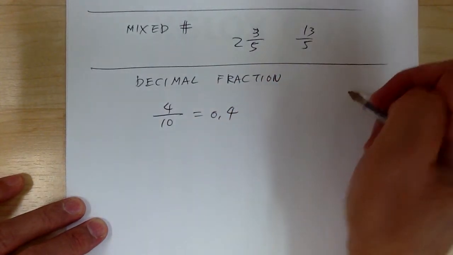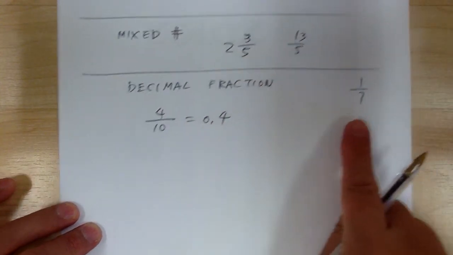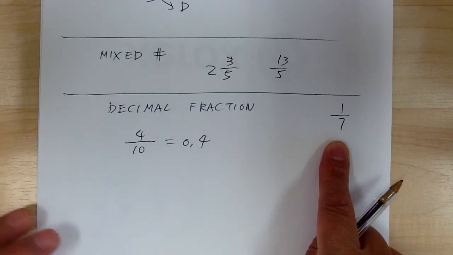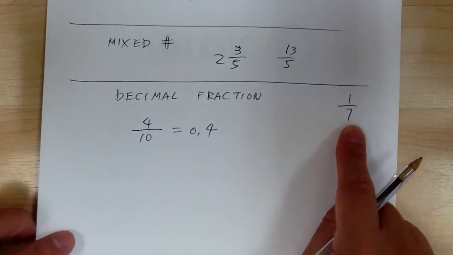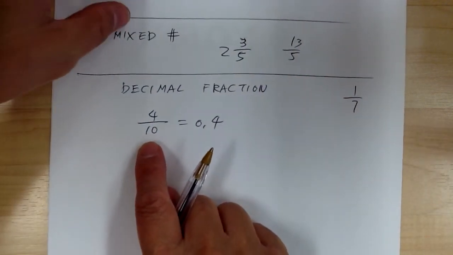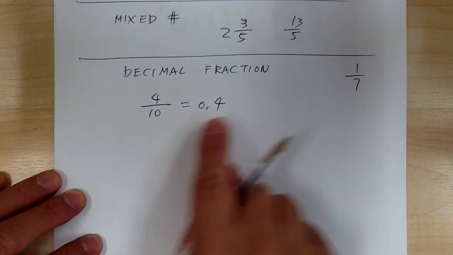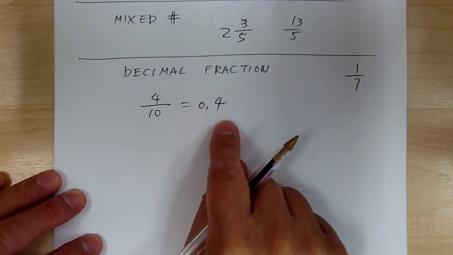Okay? Whereas what happens if you have like 1/7? How are you going to convert it into decimal? Cannot, right? I mean, it's not obvious, right? So this is not a decimal fraction. Again, for a decimal fraction, the denominator has to be a power of 10. So that way, when you look, you can know what the decimal is.